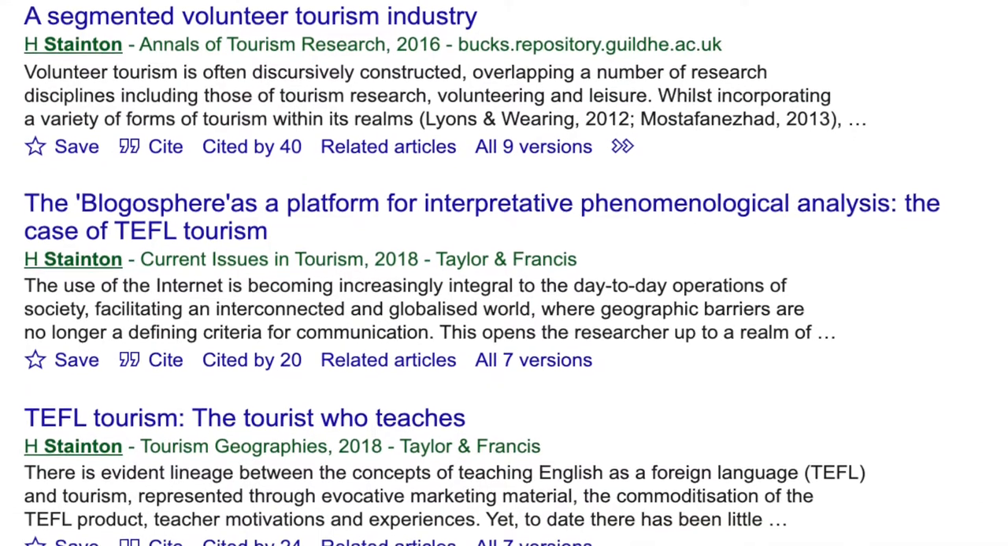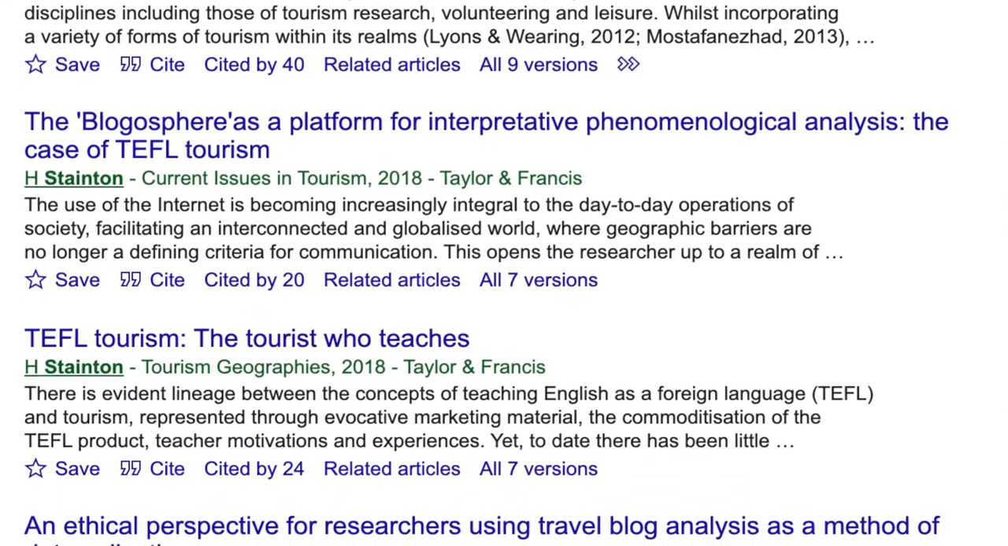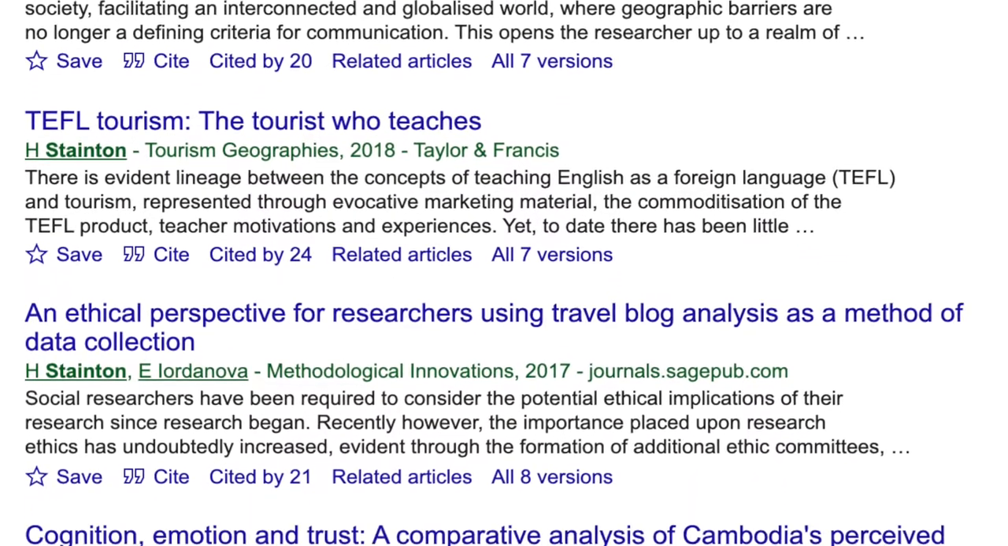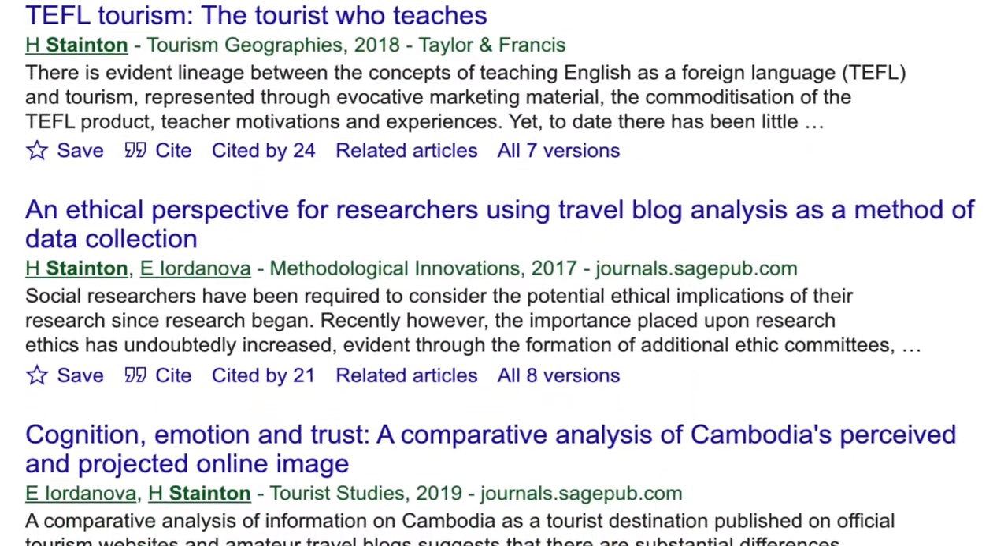Whereas if you use a journal article or a book, that has been reviewed and critiqued by usually other academics, sometimes industry practitioners, and you can't just write a book about anything you want. Well, I say that. There is self-publishing these days, so do have a look who's published the book too.